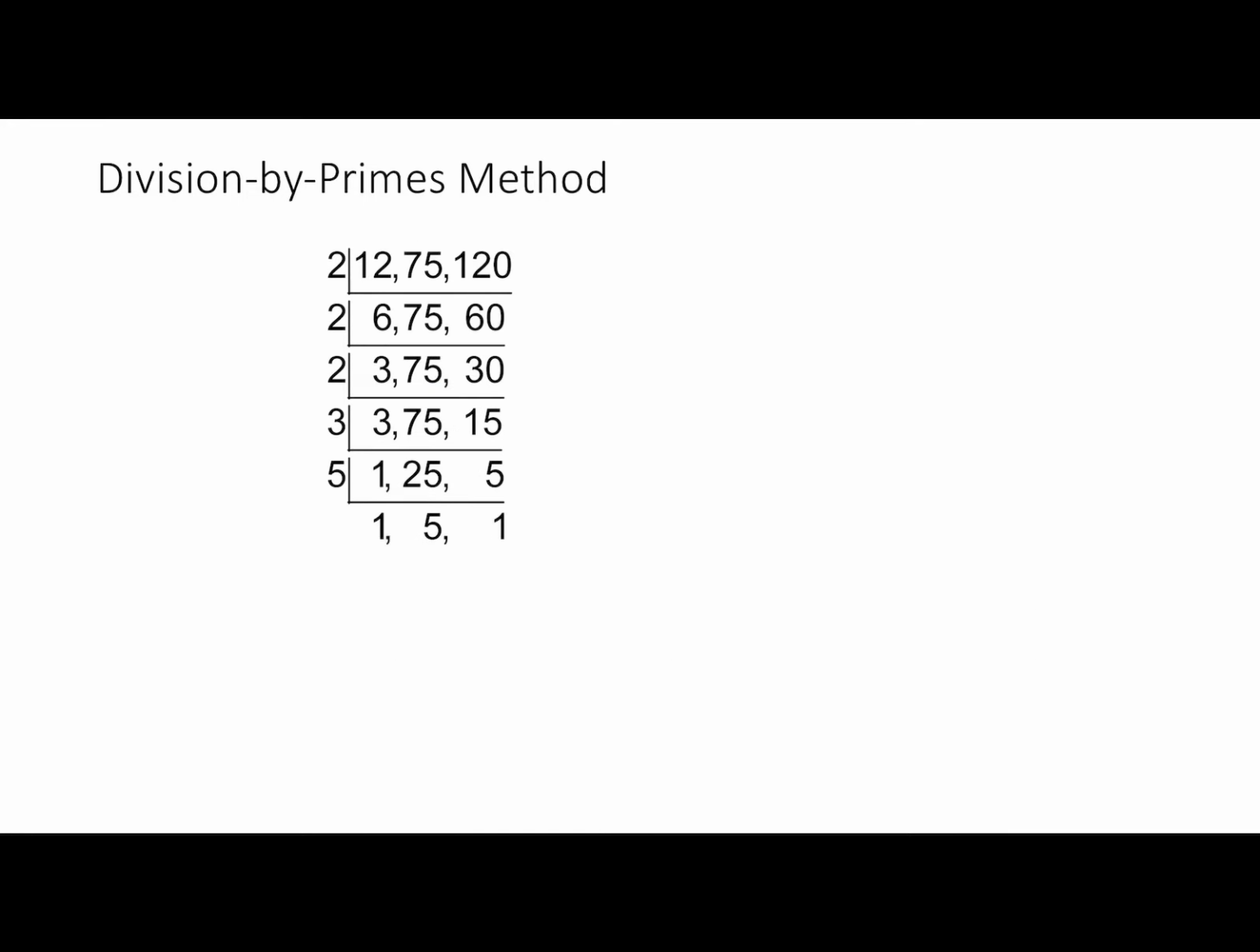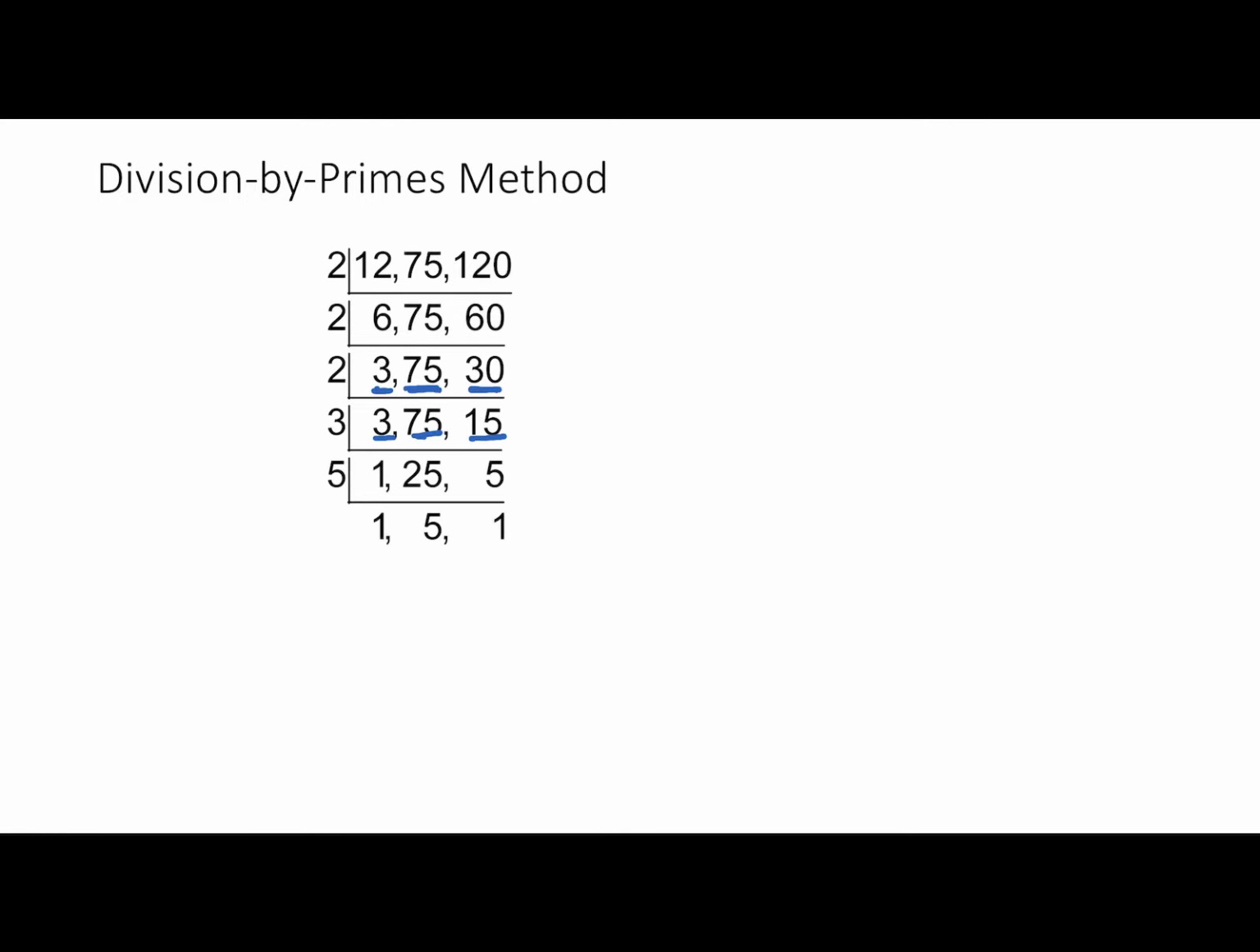So the next step, I had 6, 75, and 60. 2 divides 6 and 60, so we're going to do 2 again. 6 divided by 2 is 3. 75 just gets pulled back down. And 60 divided by 2 is 30. When I look at these three numbers, 2 divides it again. It divides the 30. So the 3 and the 75 just come down, and the 30 gets divided by 2. That's 15.